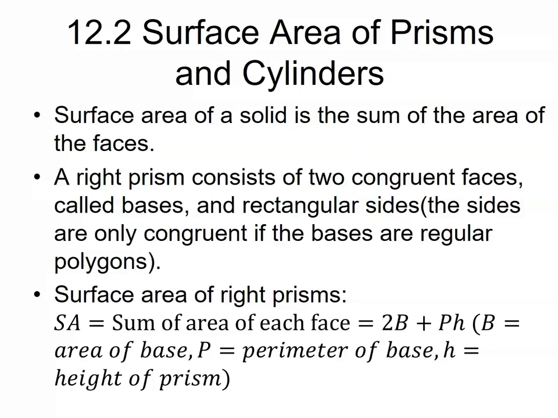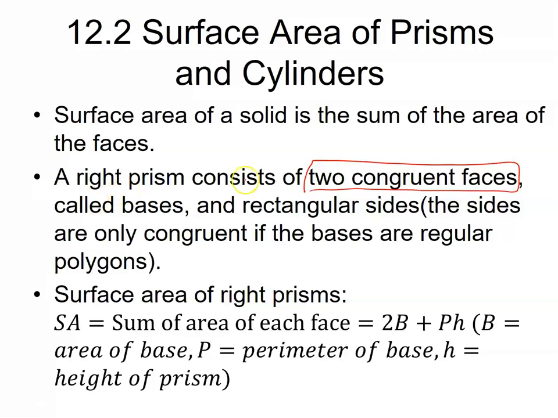All right, so we're starting off with surface area of prisms and cylinders. So what a prism is, a right prism, is what we're specifically focusing on. The definition of a right prism consists of two congruent faces. Those two congruent faces are what we call bases. So the bases are the two congruent faces of a right prism.